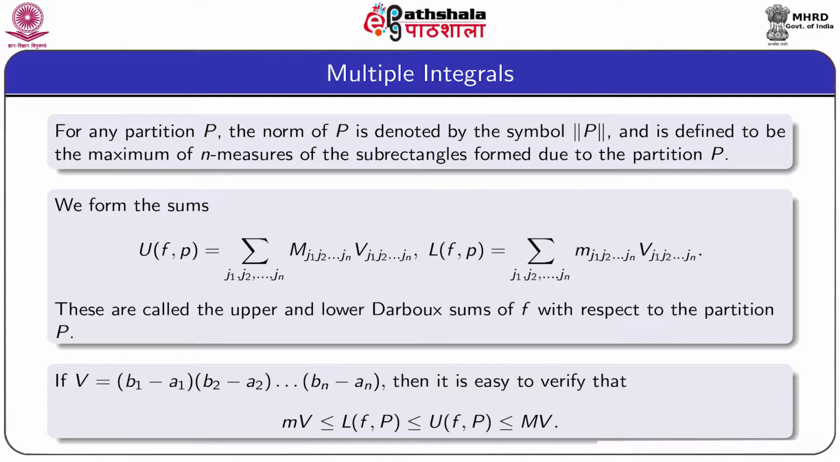For any partition P, the norm of P is denoted by the symbol norm P and is defined to be the maximum of the n-measures of the subrectangles formed due to the partition P.